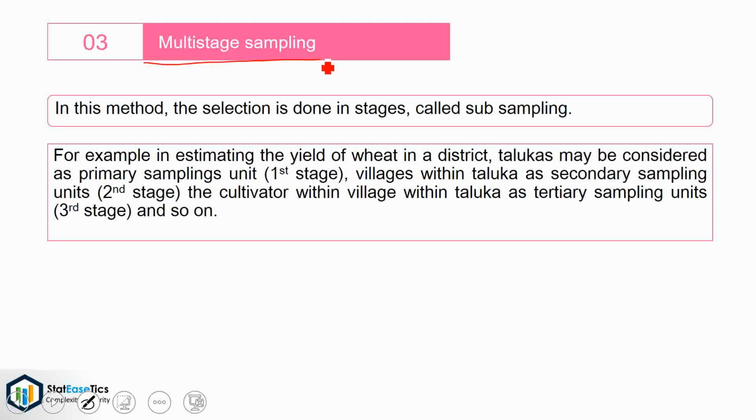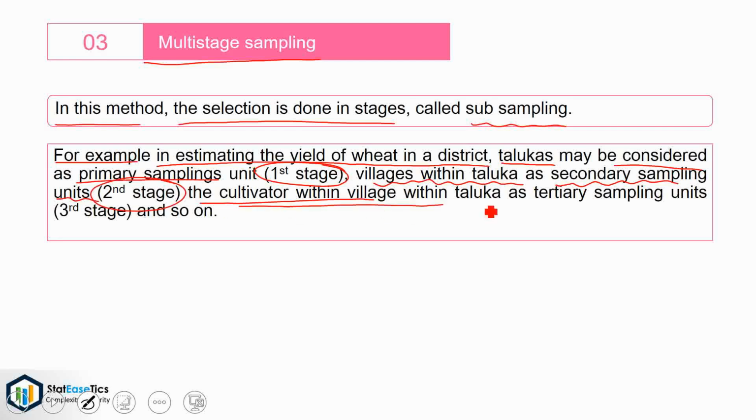Multi-stage sampling. In this method, the selection is done in stages, called subsampling. For example, in estimating the yield of wheat in a district, talukas may be considered as primary sampling units, that is first stage, villages within taluka as secondary sampling units, that is second stage, and the cultivators within village within taluka as tertiary sampling units, that is third stage, and so on.